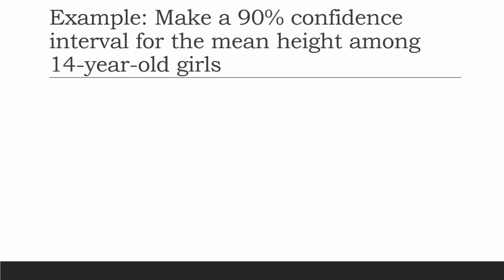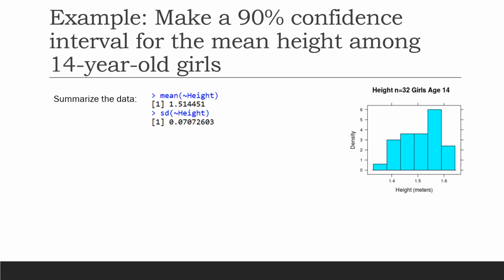Suppose we want to make a 90% confidence interval for the mean height among 14-year-old girls. We're going to start by taking a sample and summarizing the data in that sample. In the sample, the mean height is 1.514451 meters, and the standard deviation is about 0.0707. And here we can see a histogram of the data in the sample. There are n equals 32 girls, ages 14, in the sample. We've got a reasonably symmetric, slightly skewed distribution in the sample.